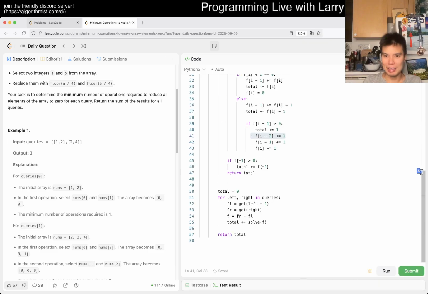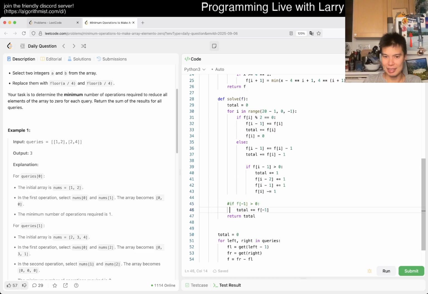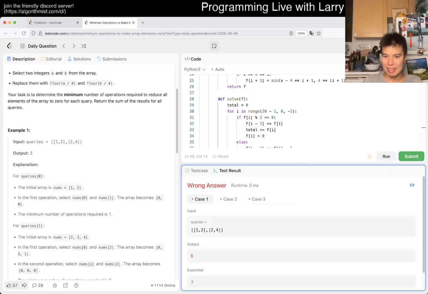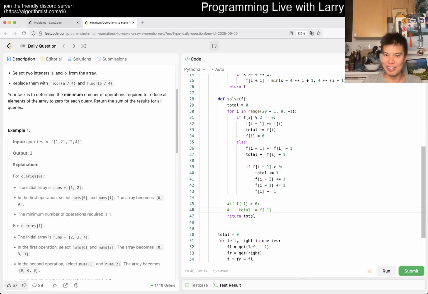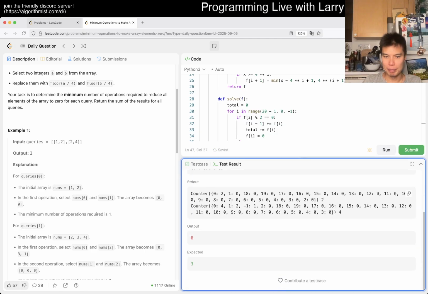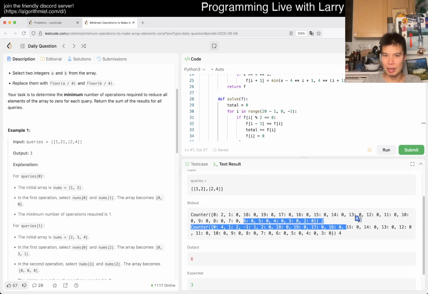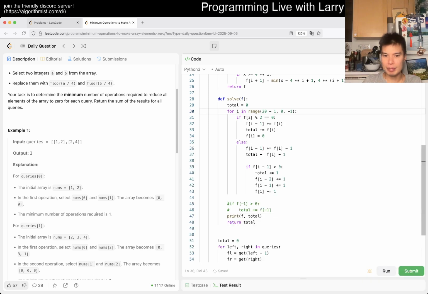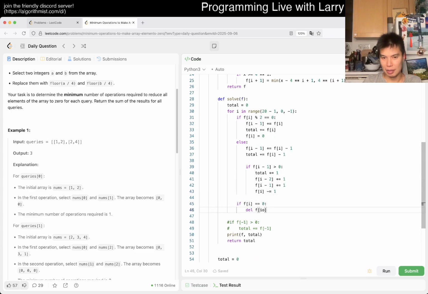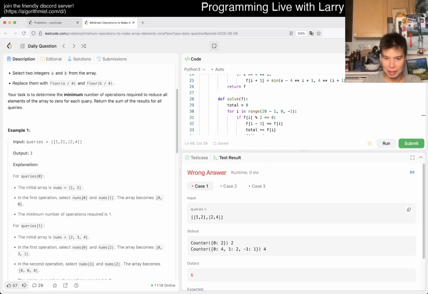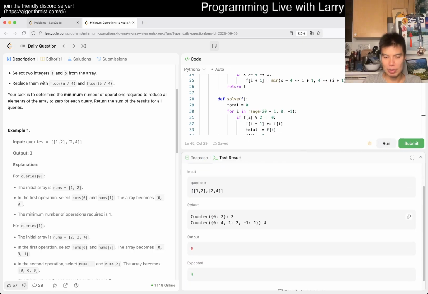Alright, well, let's see. It's enough for me to at least YOLO running the thing, but alright, let's see. F should be right. I just want to make sure. Oh, yeah, okay. For debugging, I'm going to write if f of I is 0, del f of I. Otherwise, it just clutters my printing. Alright, so we have 0, you have 2. That seems right. Am I misunderstanding?